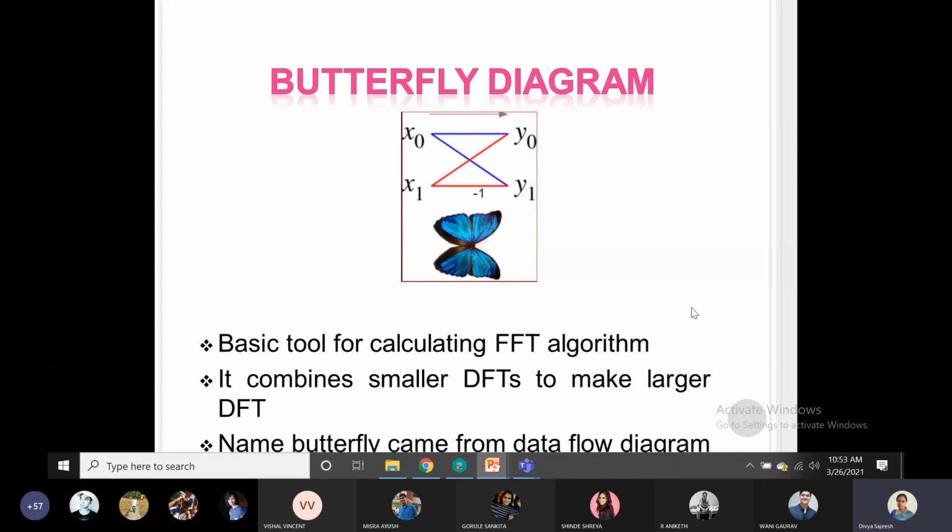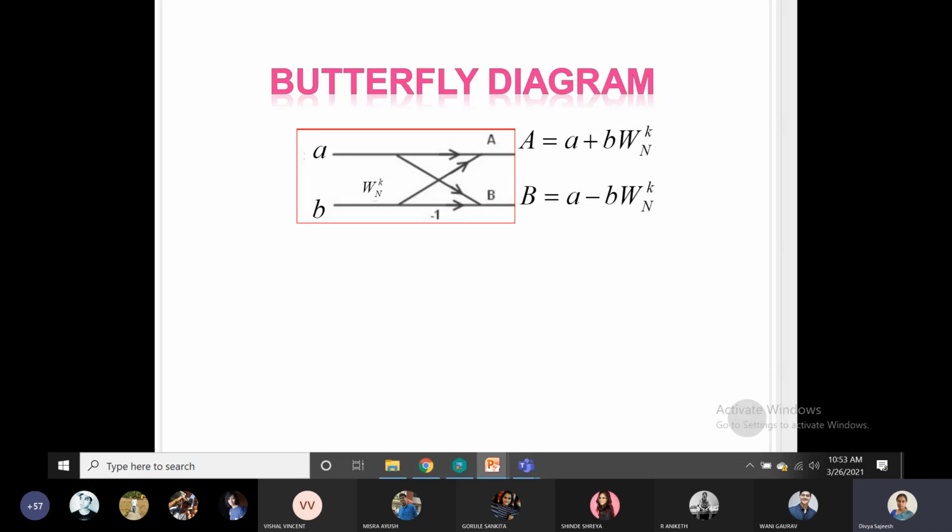What it does is it combines smaller DFTs to make larger DFTs. There will be different stages. In each stage calculations will be done, and in the next stage the first stage calculation need not be done again. Because of this the number of steps is reduced, and hence computation becomes faster. So this is the basic building block of the FFT.